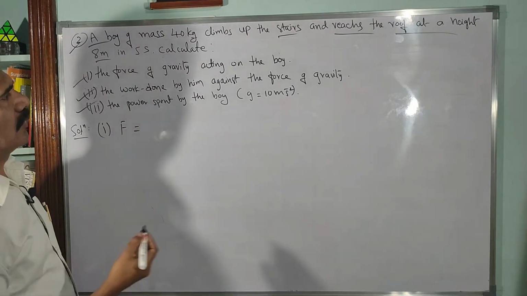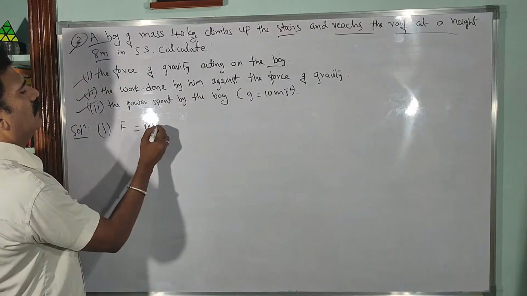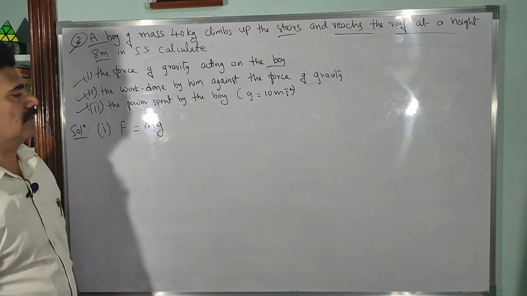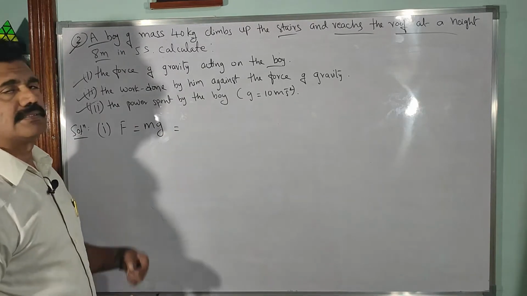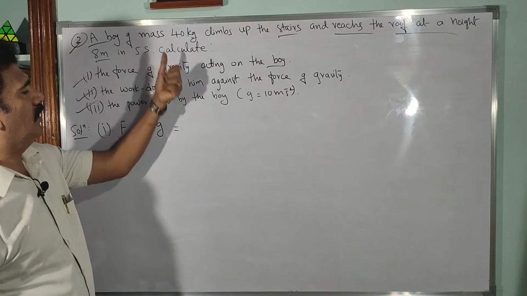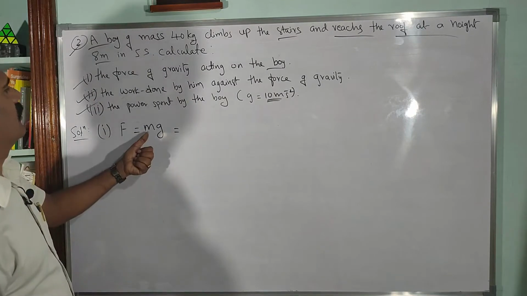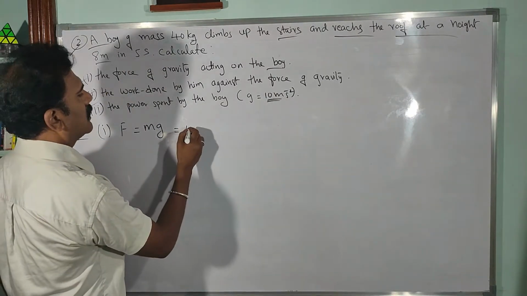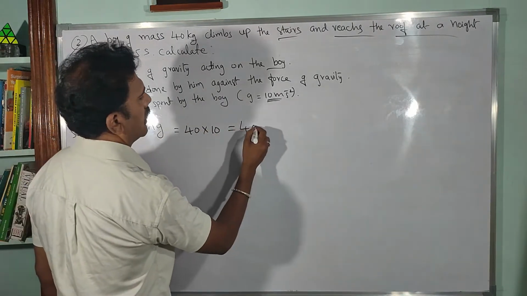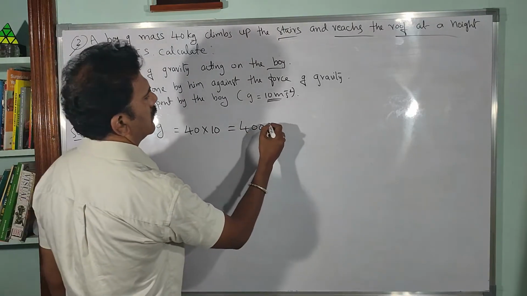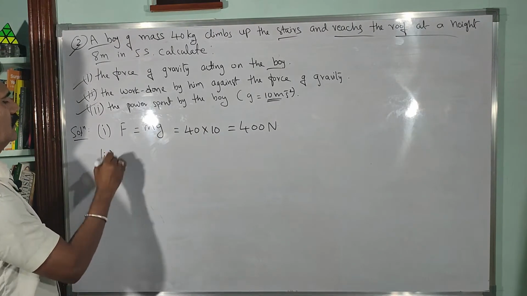So force acting on any body. In this case, the force is acting on the boy. What is the mass of the boy? The formula is actually m into g, isn't it? According to Newton's law also, you can say F is equal to ma, force acting on any body moving with the acceleration a. In this case, what is the acceleration acting on the boy? That is g. The value of g is given as 10 meter per second square, and the mass of the body is given in SI units, 40 kg. So just multiply, 40 into 10 is equal to 400. Force acting on the body due to gravity is how much? 400 Newton.